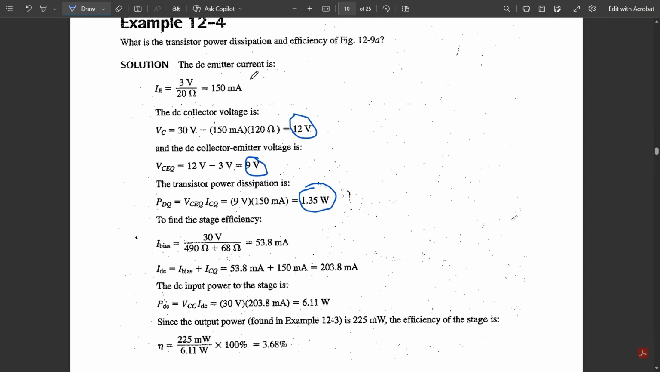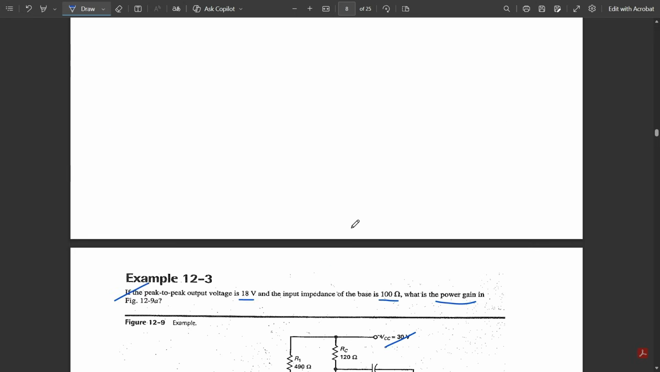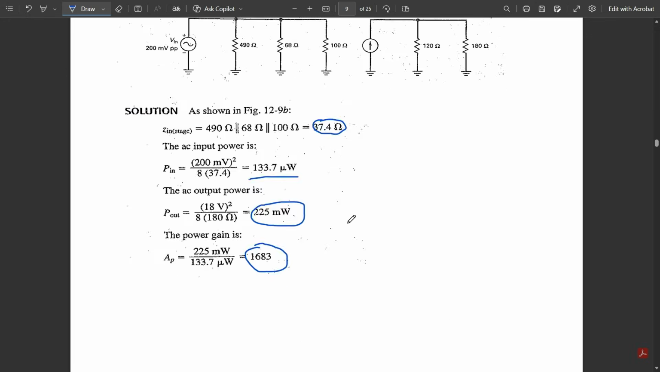Okay, power dissipation is done. Now efficiency. To find the efficiency, we require P out divided by P DC. The output power is required along with the DC input power. How is that calculated? For that, first you need to calculate the bias current. Bias current is given by 30 volt divided by 490 plus 68, that is R1 plus R2, and 30 volt.